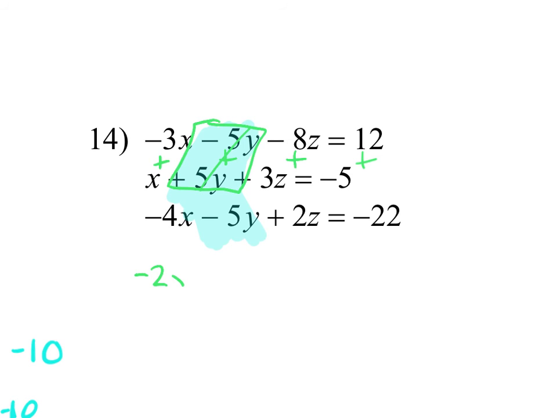11z. What's negative 8z plus 3z? Oh, I didn't say negative. 4z or 5z. Negative 5z. And then 12 minus 5? 7. What do we do next?